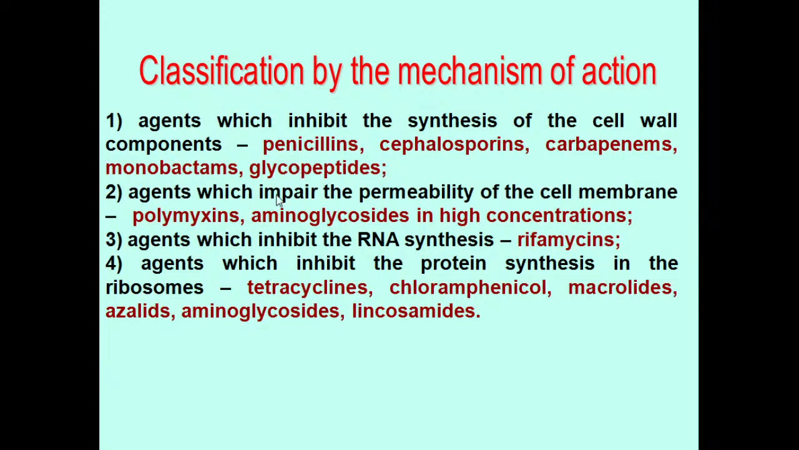Second mechanism, impairment of permeability of the cell membranes. So agents which impair permeability of cell membrane include polymyxins, aminoglycosides in high concentration. Third mechanism, agents inhibiting RNA synthesis, ribonucleic acid synthesis: rifamycins or ansamycins.